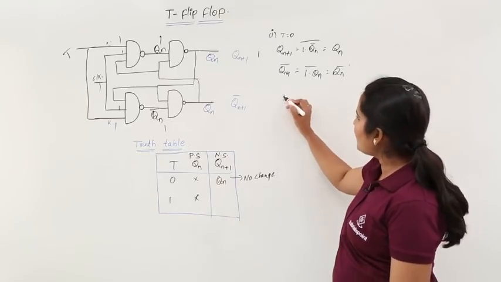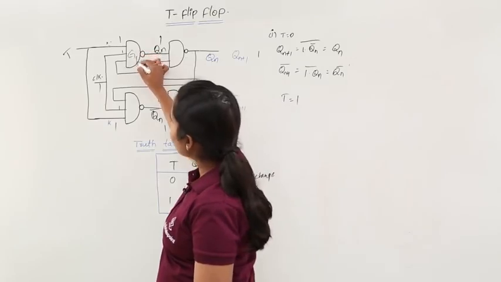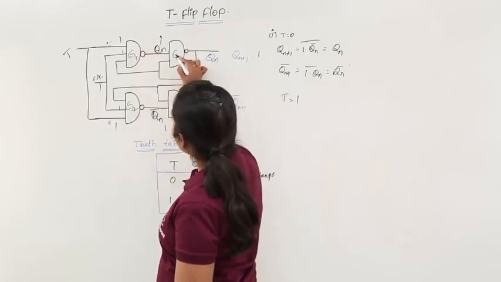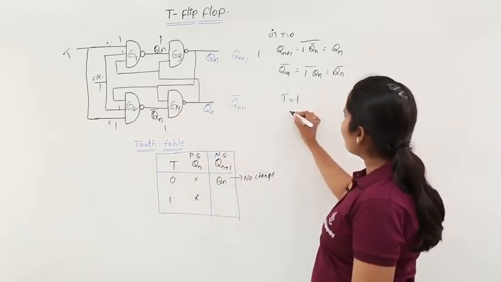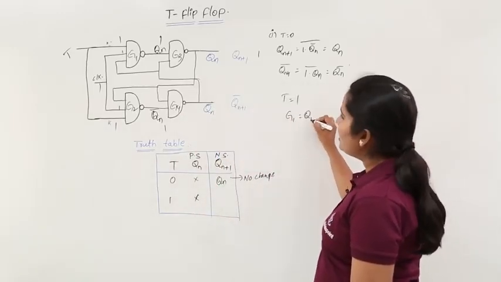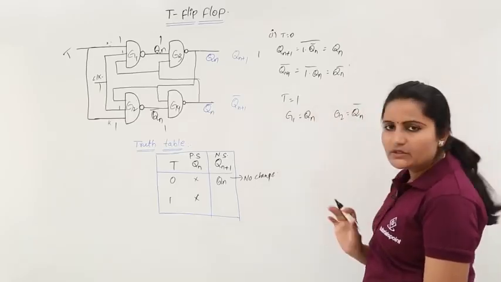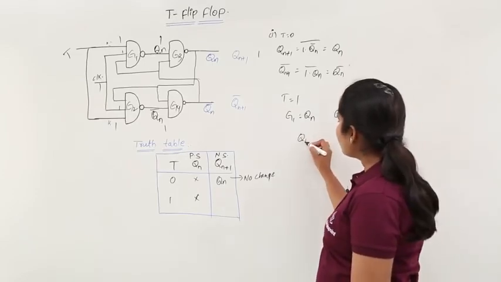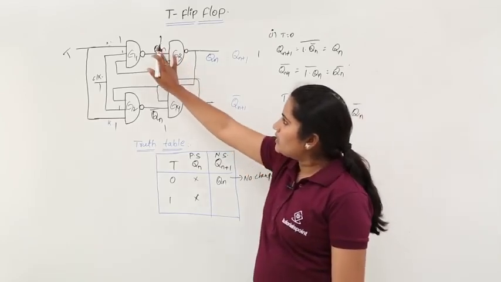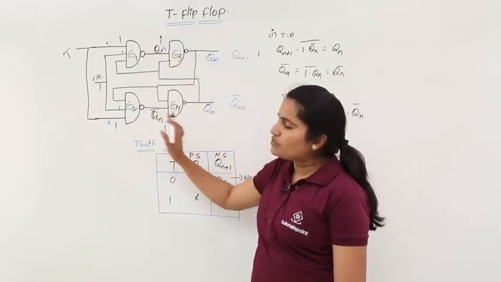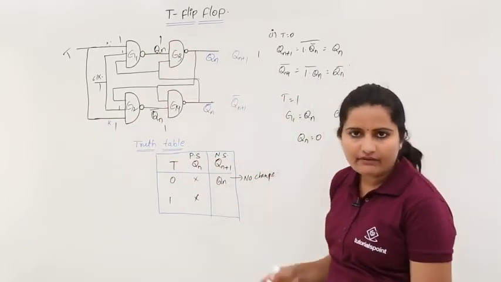In this case, when T is equal to 1, after processing, consider these gates as G1, G2, G3 and G4. So, my G1 output is equivalent to Qn and G2 output you are having Qn bar. I am just considering Qn is equal to 0. Qn may be either 0 or 1. The two possibilities of these two inputs may be 0 1 or 1 0 because we are having complement.